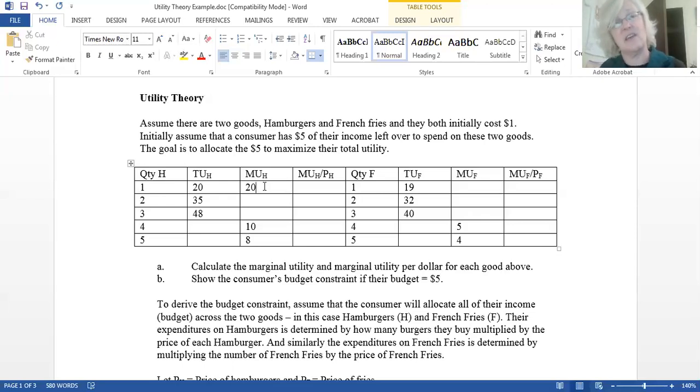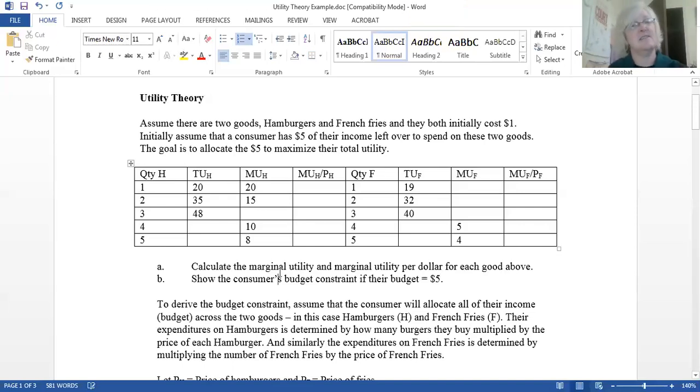Now, after the second hamburger, we're at 35. We're just looking at, what did the second hamburger by itself add? Because we know that the first hamburger was responsible for 20 utils. We're now sitting at 35. So obviously, that second hamburger added 15. So marginal utility, 15, not 16, there we go, 15.